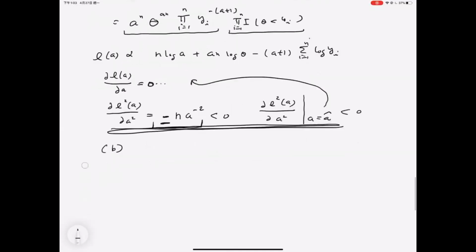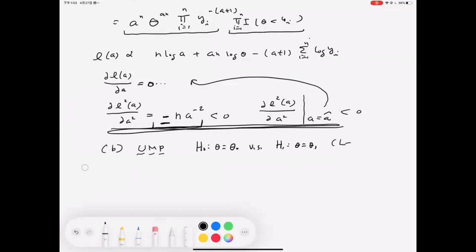In part B, we are trying to find a UMP test. Whenever we do pattern recognition, you look at your null hypothesis and the alternative hypothesis. Pardon me for some review. If you have simple versus simple, what theorem are you going to use to find a UMP test? The answer is the Neyman-Pearson lemma.